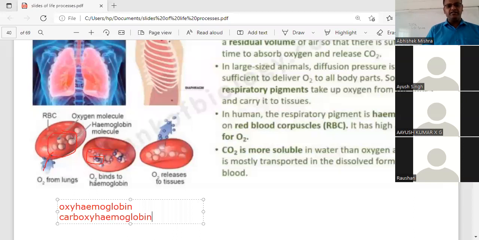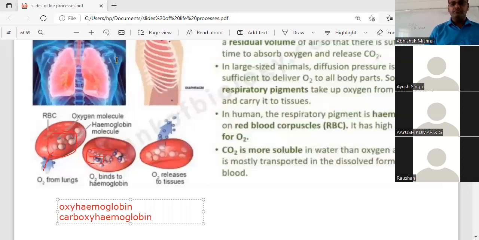So you can see very well, this respiratory pigment, hemoglobin, is responsible for carrying both O2 and CO2. In the form of oxyhemoglobin, oxygen combines with hemoglobin and is carried from the lung to the tissue. In the tissue, oxygen is used up, and the CO2 produced combines with hemoglobin, called carboxyhemoglobin, and in this form it is carried to the lung for elimination of the CO2.